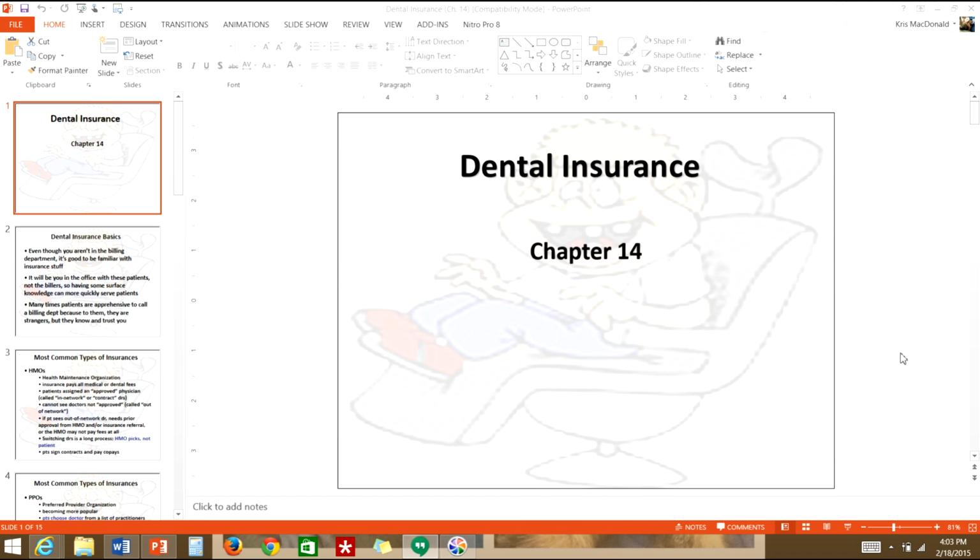For most insurance plans, dental is considered an optional, just like vision is. So there's a lot of people out there who don't even have dental insurance, which is a real barrier to them coming in for appointments and things like that.